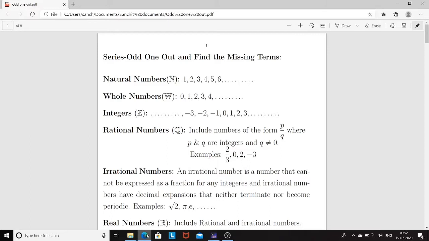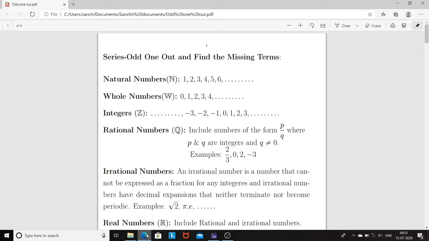It is a number of the form p by q where p and q are integers and q is not equal to 0. Examples: 2 by 3, 4 by 1, 0. See why 0 is a rational number? Because 0 can be written as 0 by 1. It should be of the form p by q. So 2, minus 3 are all examples of rational numbers.